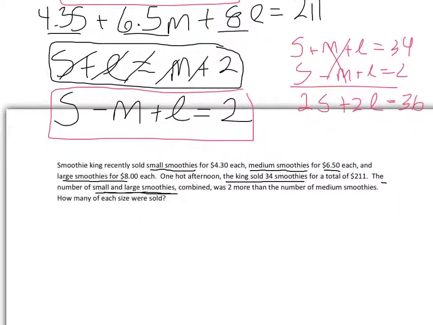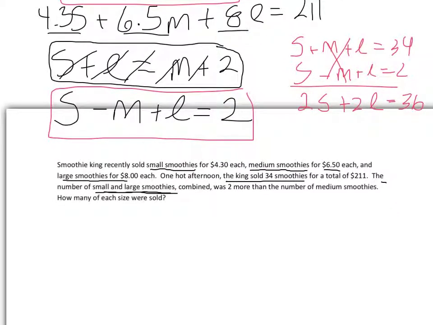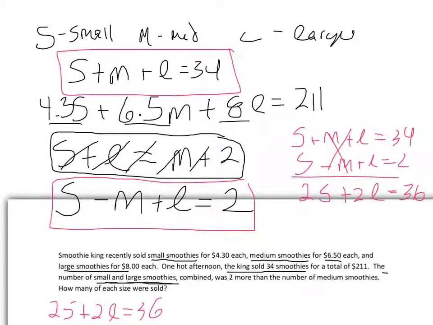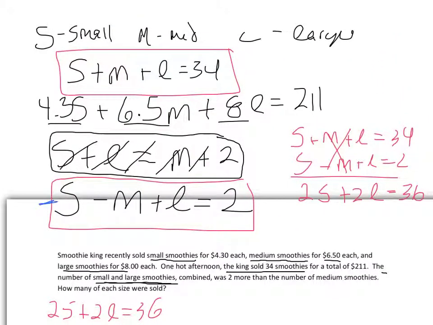So I'm going to put that down here: 2s plus 2l equals 36. Okay, so we use those two. We need to use a couple other equations. I'm going to use this one and this one to get rid of the m's again. So I'm going to multiply this equation by 6.5, because that will help me get rid of that.